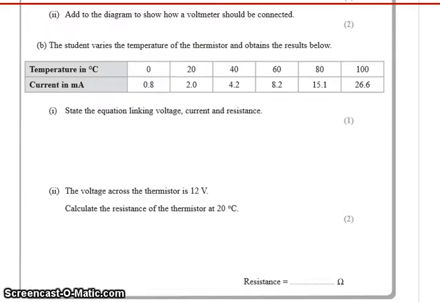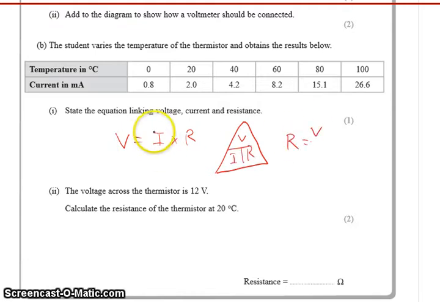They want you to state an equation that links voltage, current and resistance. Voltage is current times resistance, from this triangle here, and therefore we would also accept R is V over I, or I is V over R. And then we're going to use that to calculate the resistance of the thermistor. So we want resistance, so we're going to use this form.